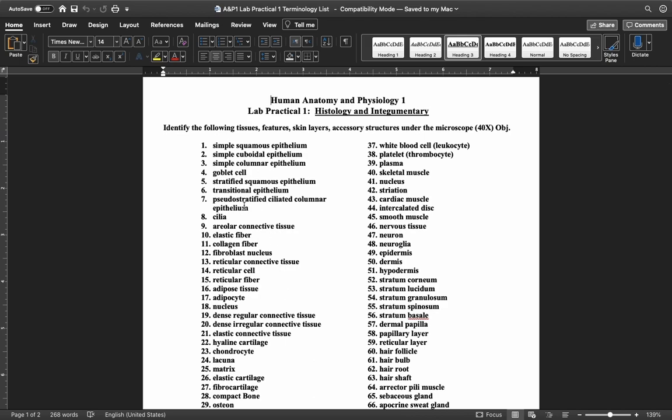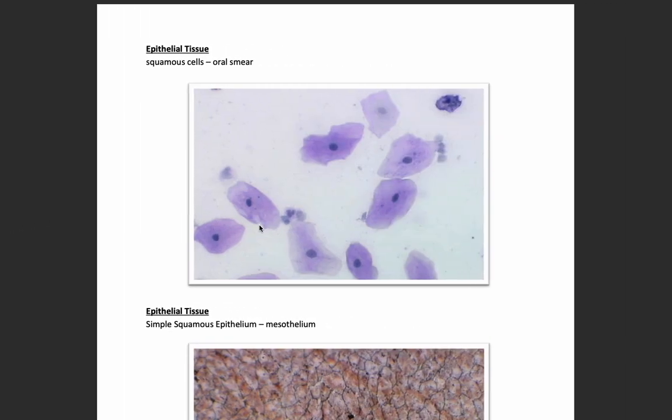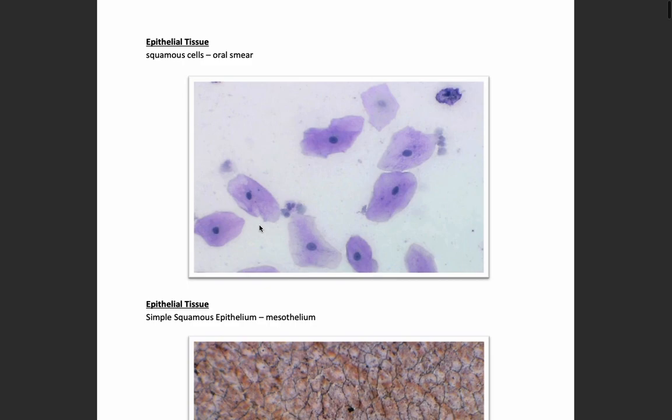Of course, the hard part is that there's a bunch of them, and the words are crazy. I've never heard of this word, simple squamous epithelium. But that is why we have the lab manual.